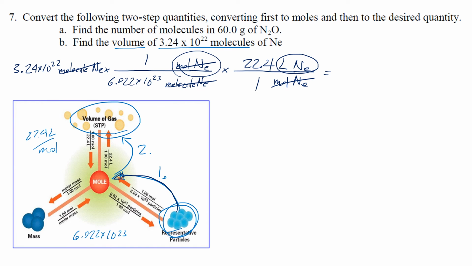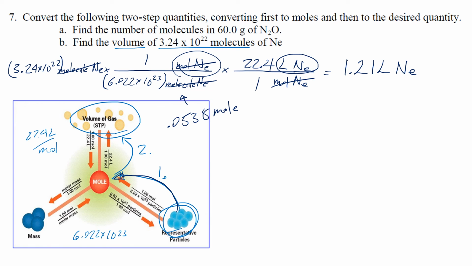If you punch it across, you should end up with 1.21 liters of neon. If you didn't get that, I bet you messed up somewhere here. Make sure you put parentheses around the numbers with exponents. Make sure you're dividing in step 1. If you did that step on its own, you should have ended up with 0.0538 moles. And then you just multiply that by 22.4.